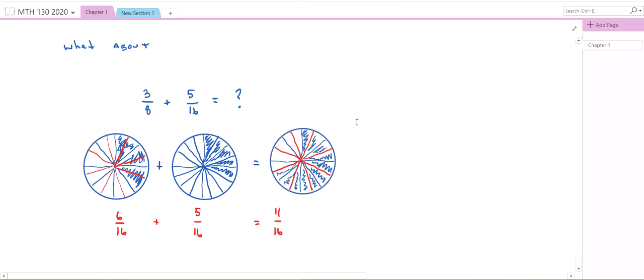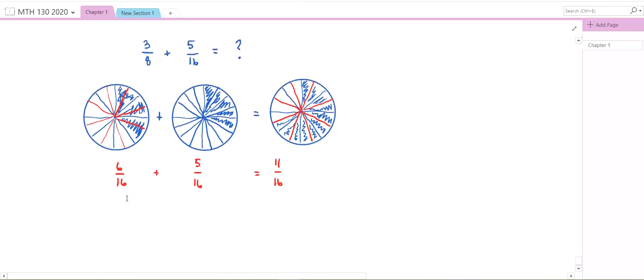Essentially, I drew the picture here of 11/16 with the pizza left over. Essentially what I've done is I've produced a fraction. I converted the 3/8 into another fraction that's equivalent to 3/8, but has a common denominator with the fraction I was adding to it. So we have to essentially make sure when we do addition and subtraction that we have common denominators.